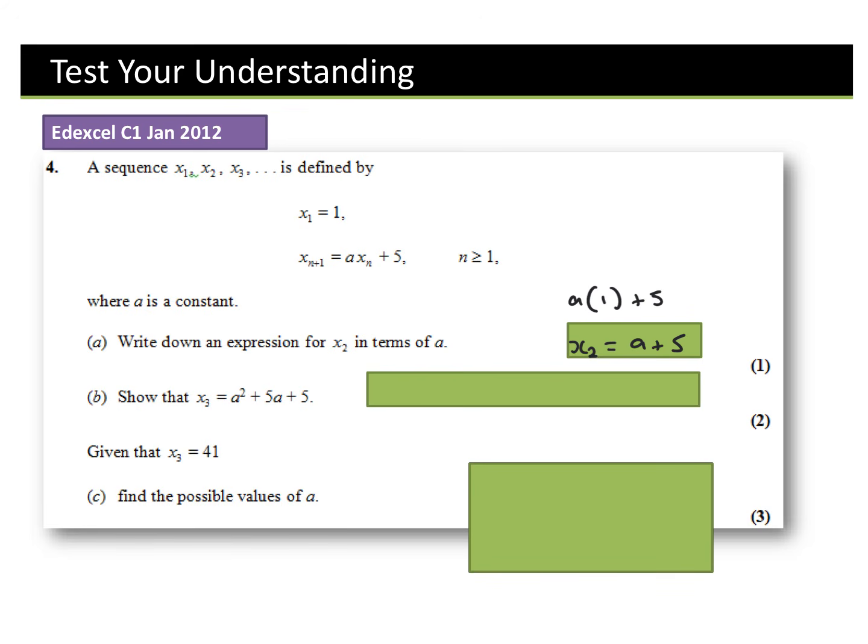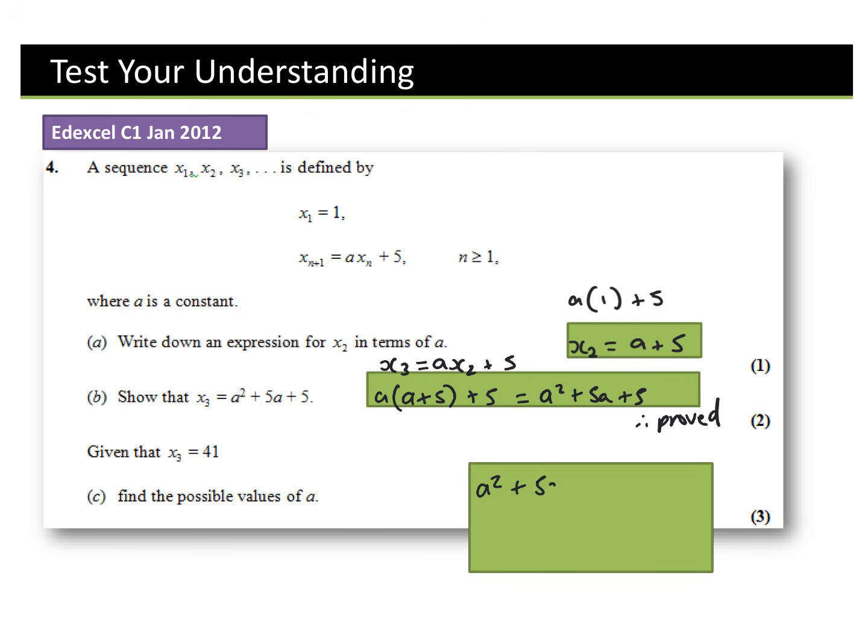It then says show that x3 is this. So I'm now going to substitute my x2 into this original equation to find what x3 is, because this is how I find x3. x3 is found by doing a lots of x2 plus 5. So a lots of a plus 5 is equal to a squared plus 5a plus 5. Therefore, proved.